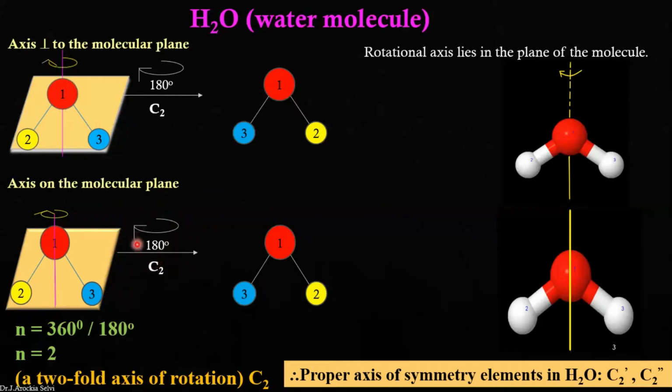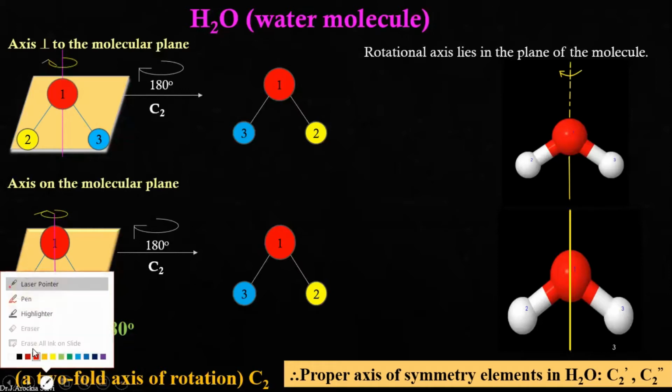A 180 degree rotation was made. Then how do we calculate n? n is equal to 360 degrees divided by 180, so we get n equal to 2. So the water molecule possesses a two-fold axis of rotation. Two types of rotational axes are there: one is perpendicular to the plane of the molecule, and the other lies in the plane of the molecule. So the proper axes of symmetry in H2O are C2 dash and C2 double dash.